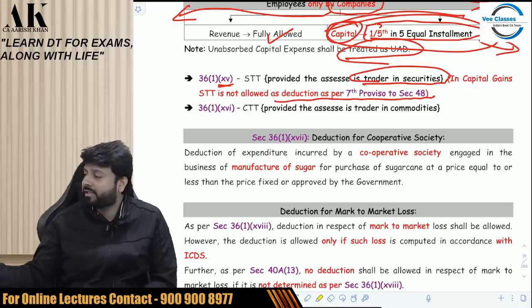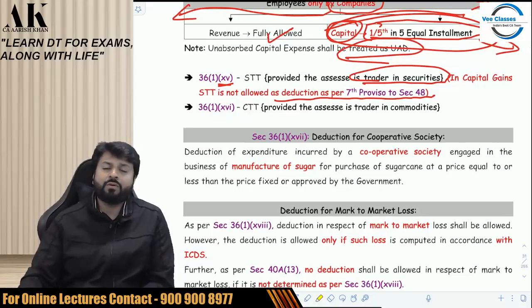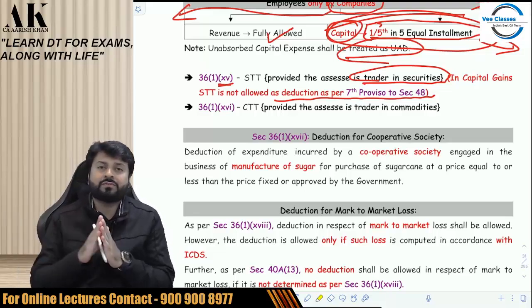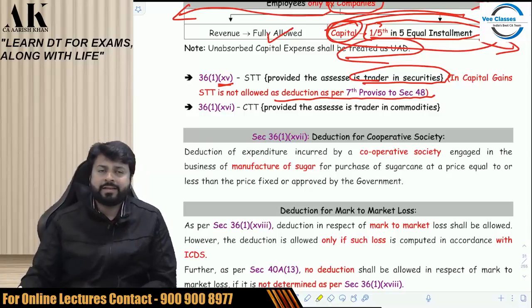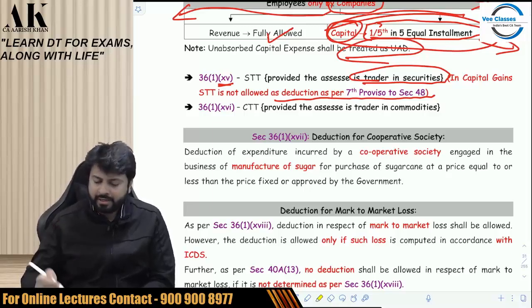If you are a trader in securities, you will get a deduction of what? STT. But if you are not a trader and you are asking for deduction in capital gains, then don't ask for deduction in capital gains. In capital gains, you are not going to get any deduction of STT. Please.